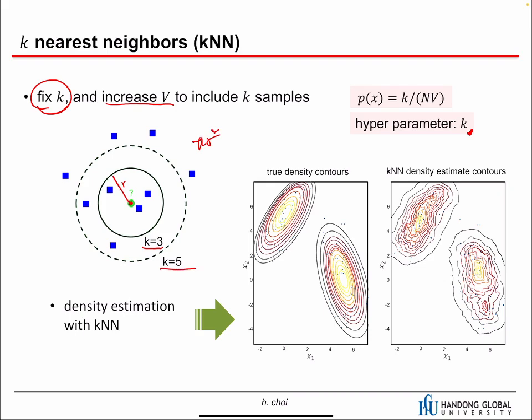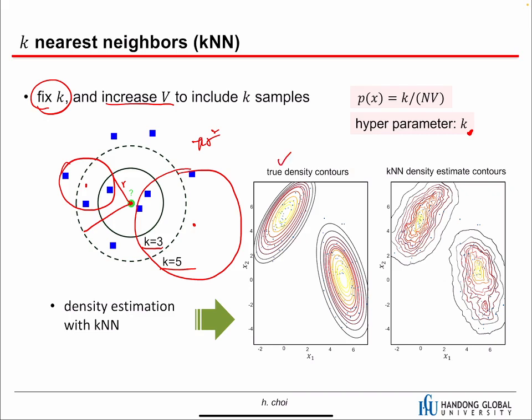And when k is 5, this one is not enough. We have to increase r like this, so now we have 5 samples. If we are interested in this location with k of 3, then this is our volume. And if we have a point here, then the volume size would be like this to include 3 samples. So depending on the location, the radius would be different to include 3 samples. Based on this, we can estimate the density.